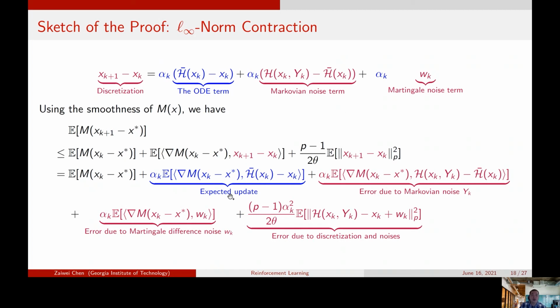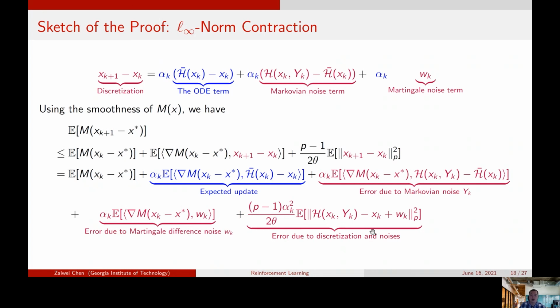Now, let's first focus on the expected update, which is the blue term. Recall that this is exactly the term that appears in the middle of the ODE one-step drift inequality. Hence, this term will give us a negative drift, which is of order step size alpha k. For the error terms, let's first consider the simplest one, which is the martingale difference noise. Using the definition of martingale difference, by conditional expectation and the tower property, this term is exactly 0.